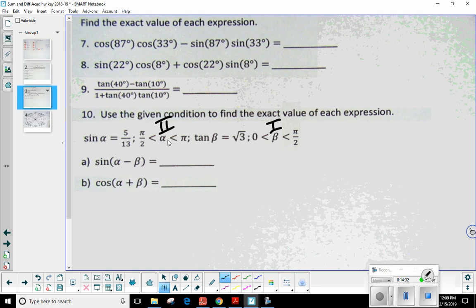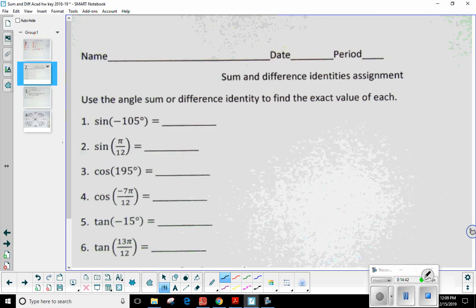On 7, 8, and 9, you want to reverse the process. You want to take it back to a single trig function, and then evaluate it. On numbers 1 through 6, you'll expand it, choosing 2 values to add or subtract, just like we did yesterday. So which problem would you like to take a look at? Number 9.